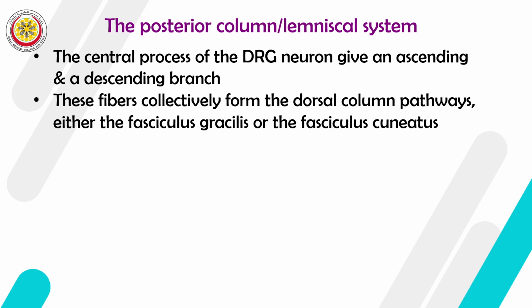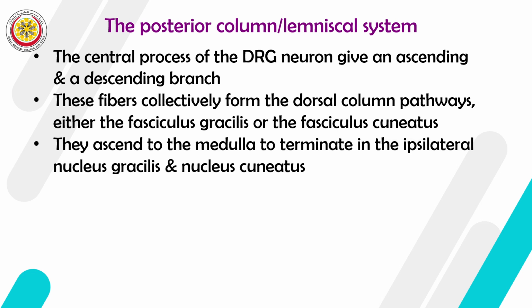Now, the posterior column lemniscal pathway from the dorsal root ganglion has ascending and descending branches. Do we have a name for those? When they say ascending and descending, what do they mean? Some of the fibers actually descend to make connections. So we have some fibers going up and some fibers going down. Together, the ascending and descending fibers are called Lissauer's tract. So the fibers going up and down form the dorsal column pathways, gracilis and cuneatus.